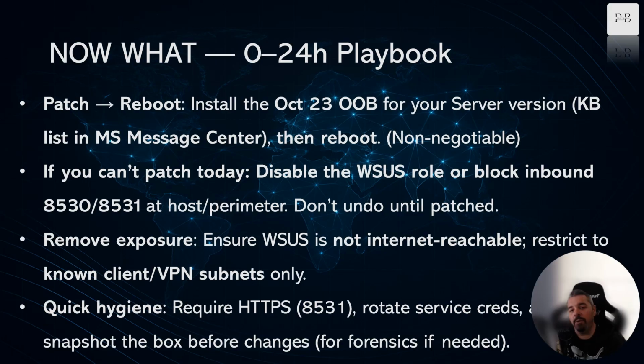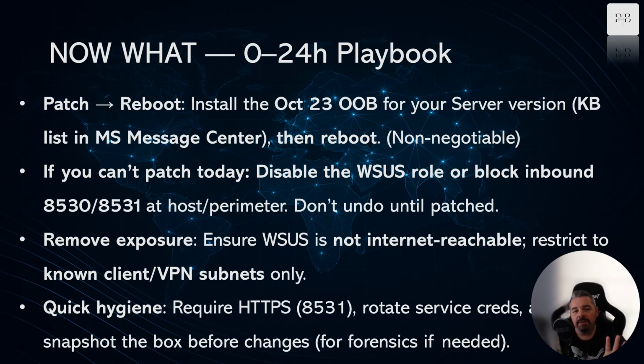Step 3, remove internet exposure. WSUS should be internal only. In IIS binding, make sure 8530 and 8531 are bound to internal IPs, not 0.0.0.0 or a public address. Step 4, enforce HTTPS on 8531 with a valid certificate and require SSL on WSUS virtual directories. It won't stop the specific bug, but it hardens the edges you rely on.